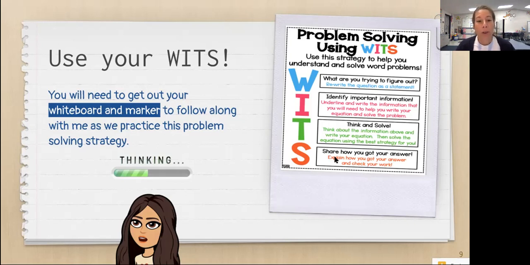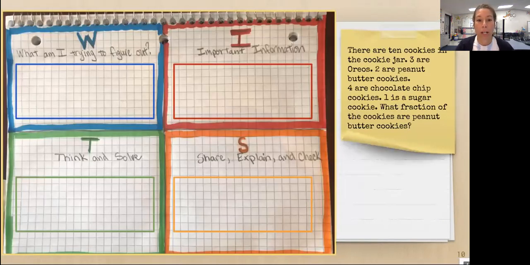I want you to follow along with me as I walk through this problem. You will need to get your whiteboard and your marker to follow along as we practice. Press pause, go get those materials and come right back. If you don't have a whiteboard or marker, use a piece of paper and a pencil. Okay, so we're going to start with this problem here.